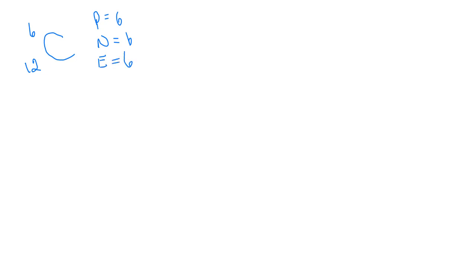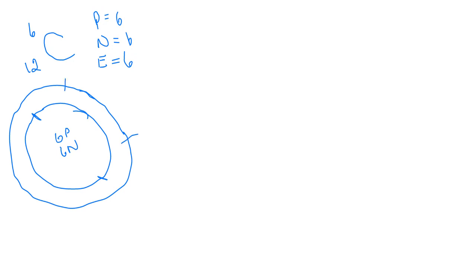So if we were to draw carbon, we would put 6 positives and 6 neutrons in the nucleus, and then the first orbit going around is going to have 2 electrons. The next orbit going around would have 4 electrons. Why? Because 2 plus 4 equals 6, and we have a total of 6 electrons.